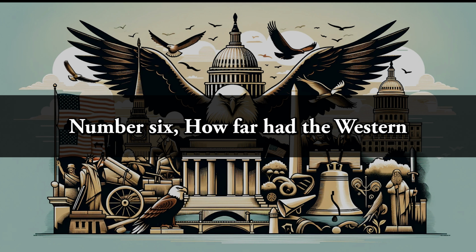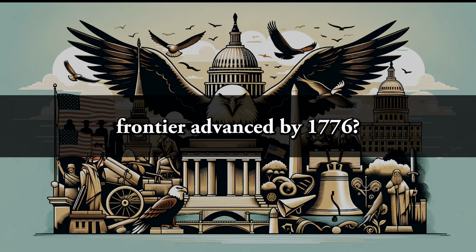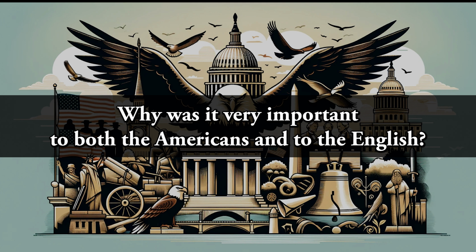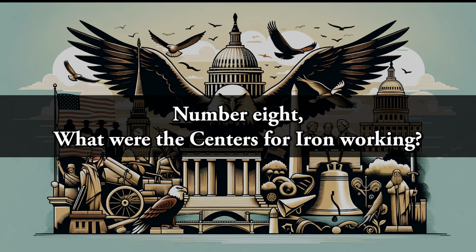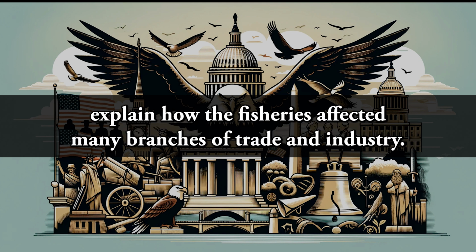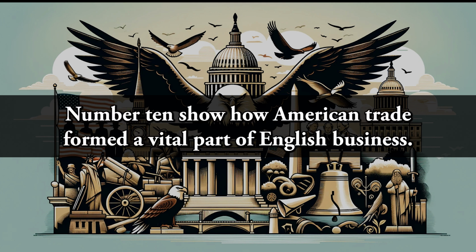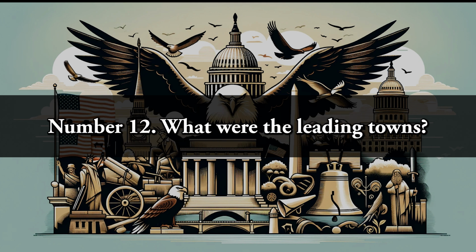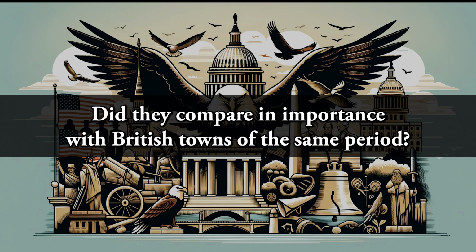Number 6. How far had the western frontier advanced by 1776? Number 7. What colonial industry was mainly developed by women? Why was it very important to both the Americans and to the English? Number 8. What were the centers for iron working? Shipbuilding? Number 9. Explain how the fisheries affected many branches of trade and industry. Number 10. Show how American trade formed a vital part of English business. Number 11. How was interstate commerce mainly carried on? Number 12. What were the leading towns? Did they compare in importance with British towns of the same period?